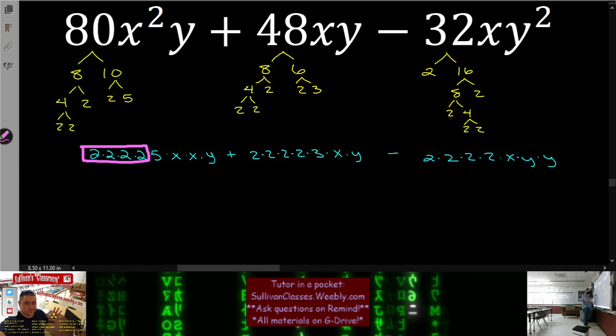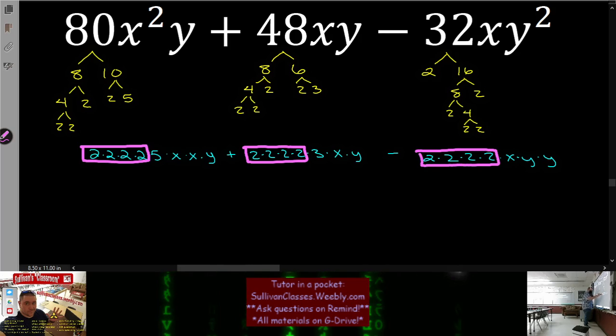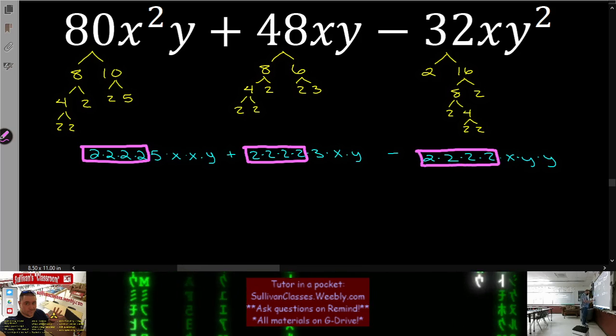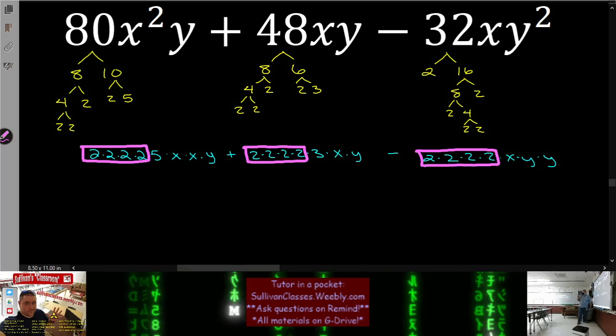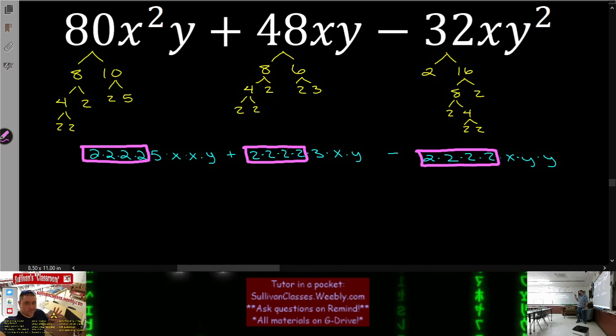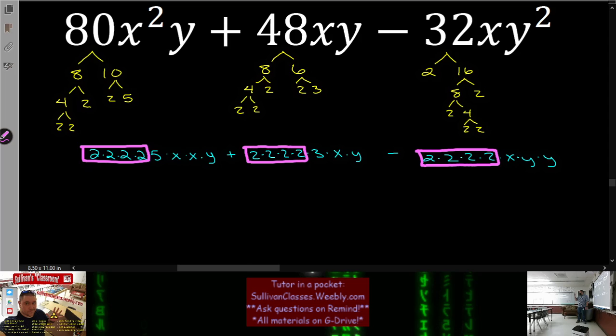I see a quadruple 2 in common on all of them. What is 2 by 2 by 2 by 2? 2 times 2 is 4. Times 2 is 8. 8 times 2 is 16.